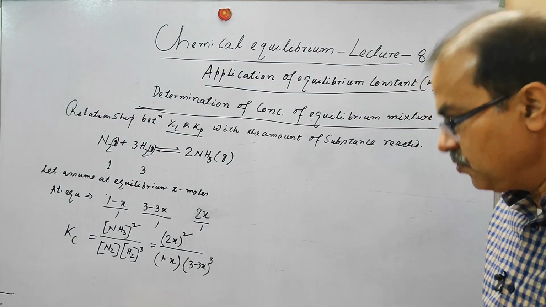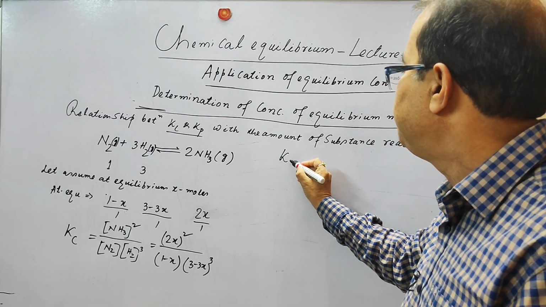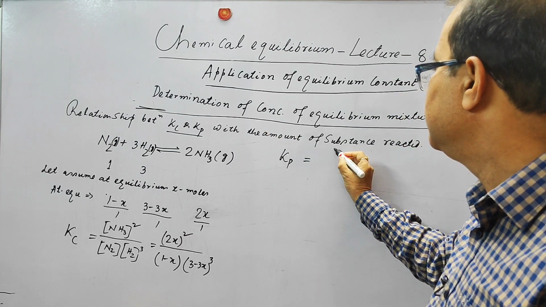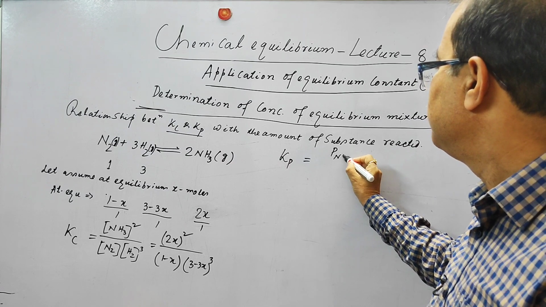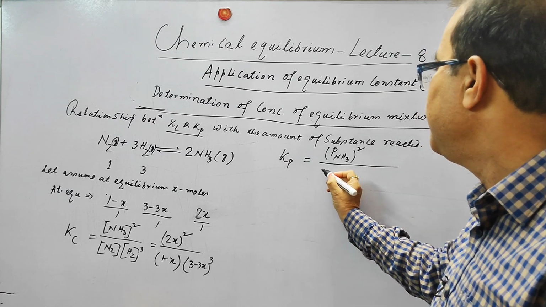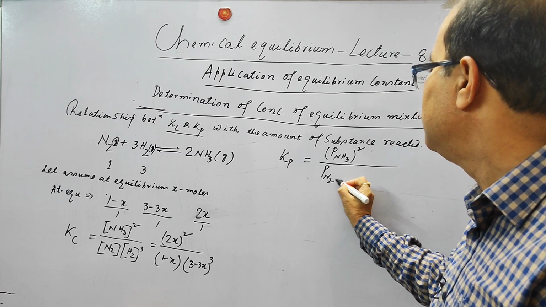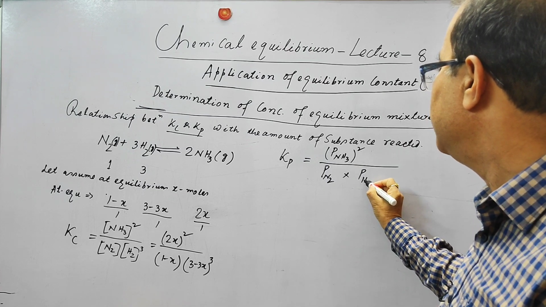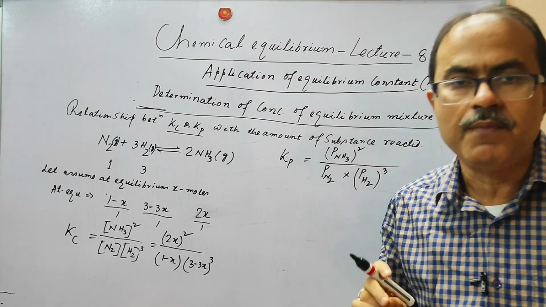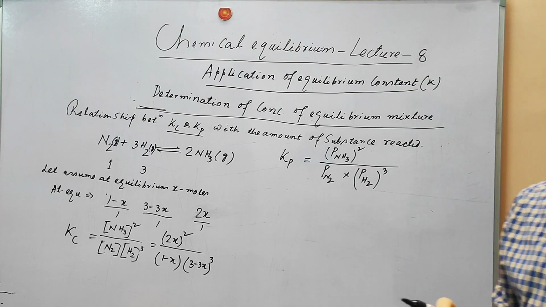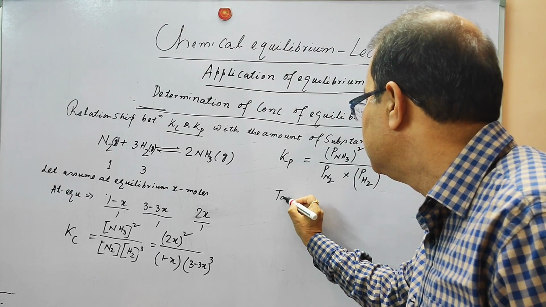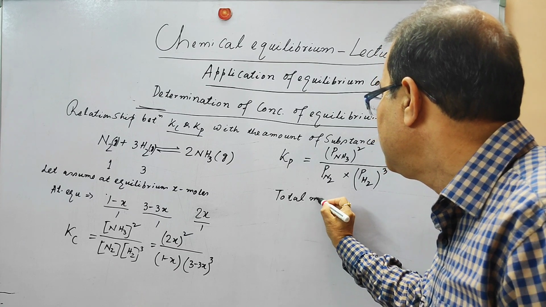Now we want to know what will be the Kp. From this equation, we can easily formulate Kp as the partial pressure of NH3 squared divided by the partial pressure of N2 and the partial pressure of hydrogen cubed. So we want this information about the partial pressure. How are we able to calculate the partial pressure? For this we have to know the total moles.